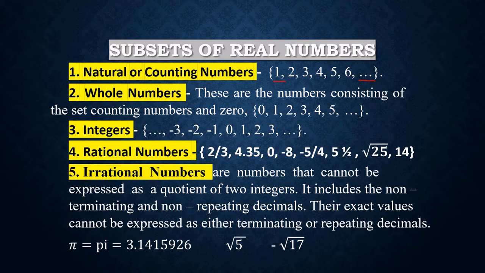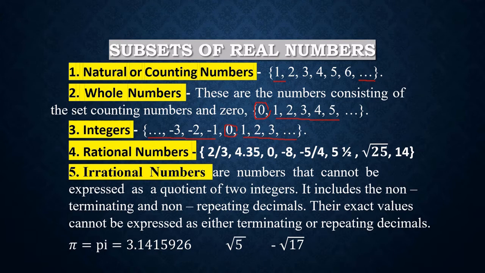Next is the whole numbers. These are numbers consisting of the set of counting numbers and 0. So kapag may 0 na siya, it is called whole numbers. Next is the integers. It consists of positive numbers, 0, and negative numbers.